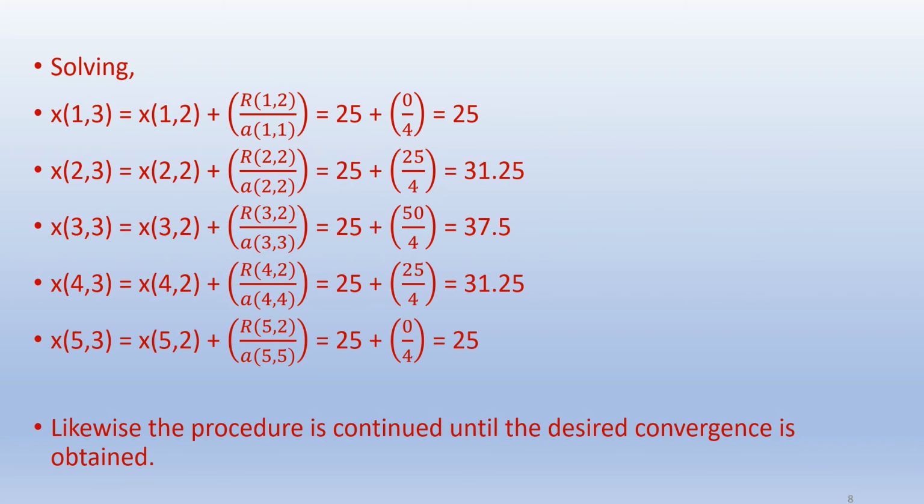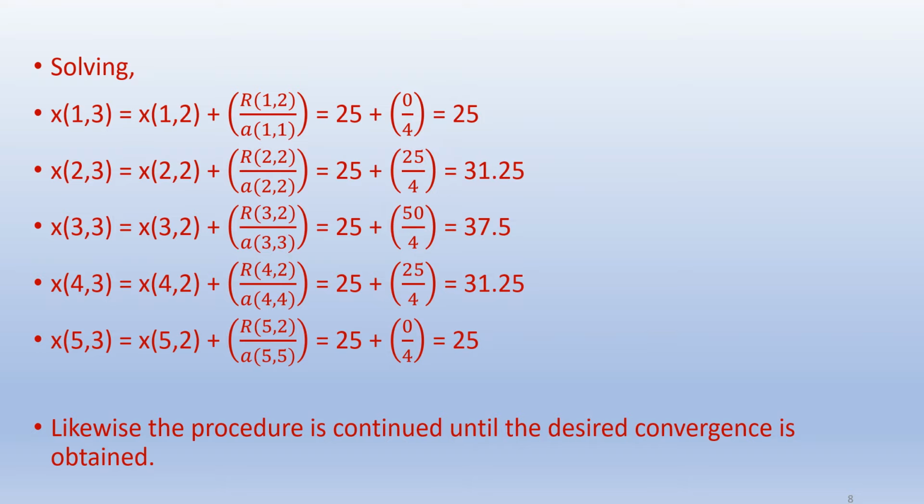We substitute the residuals and solve for the values of x at the next step. That is the third step. That is x1, 3 equals 25 in this case. And x2, 3 equals 31.25, and x3 at the third step is 37.5, and so on. Likewise, we can repeat the procedure until we get a very low value for the residuals, so that it is acceptable to our problem.